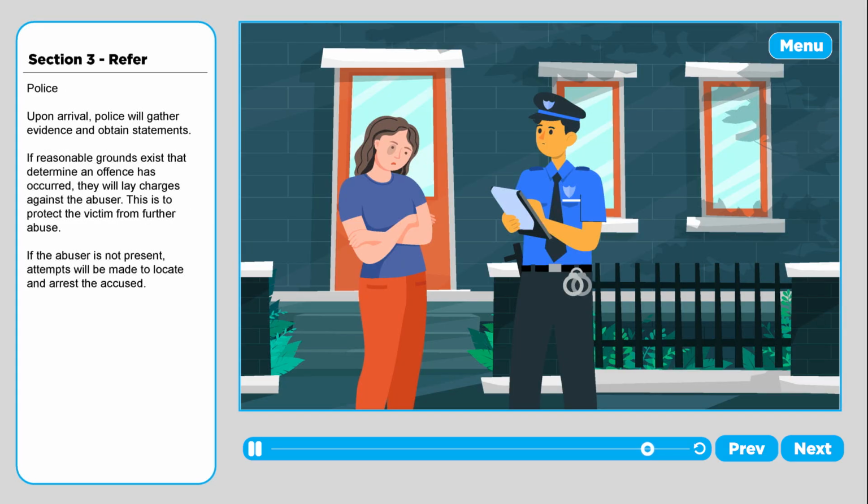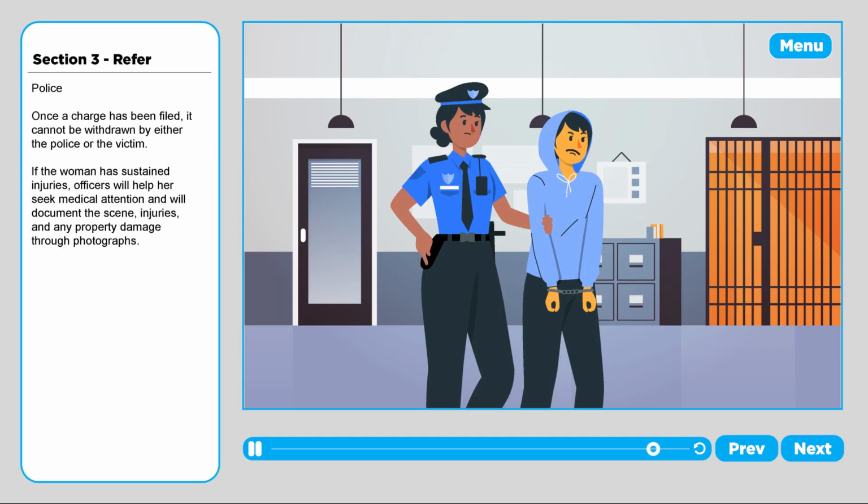Upon arrival, police will gather evidence and obtain statements. If reasonable grounds exist that determine an offense has occurred, they will lay charges against the abuser. This is to protect the victim from further abuse. If the abuser is not present, attempts will be made to locate and arrest the accused. Once a charge has been filed, it cannot be withdrawn by either the police or the victim. If the woman has sustained injuries, officers will help her seek medical attention and will document the scene, injuries, and any property damage through photographs.